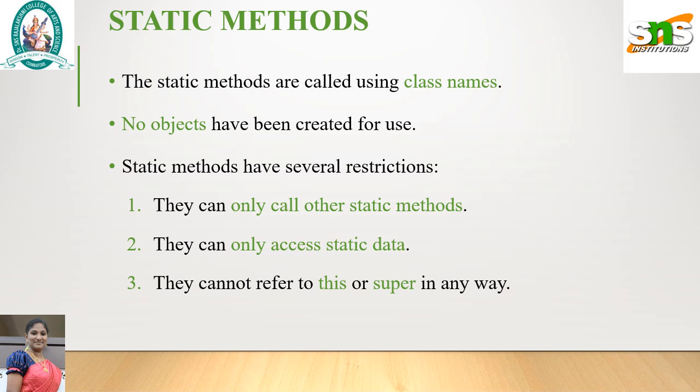No objects have to be created for their use. When you are defining static methods, there are some restrictions. They can only call other static methods. So in a static method, we can call another static method, not a common method. They can only access static data. Inside the static method, the variables which we declare should all be static. They cannot refer to this or super in any way. That means it is not supported in the inheritance concept.